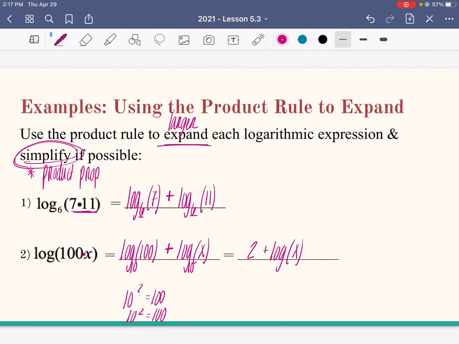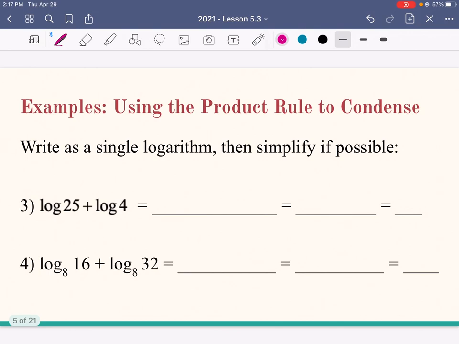Okay, so we just used product rule to expand. Now we're going to use product rule to condense, so going the opposite direction. So now, when it says condense, it's wanting you to write this as a single logarithm, meaning here we have 2 log expressions. We just want it to be 1 log expression.